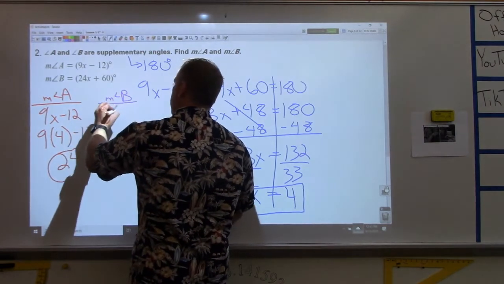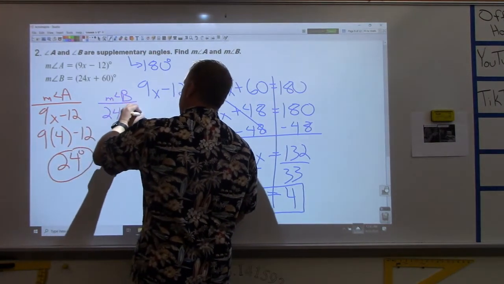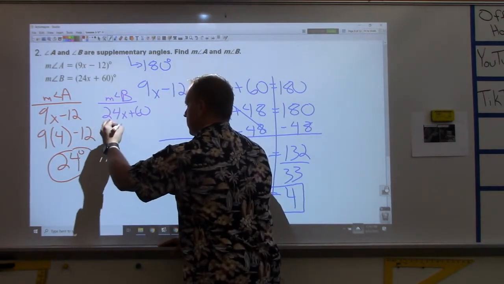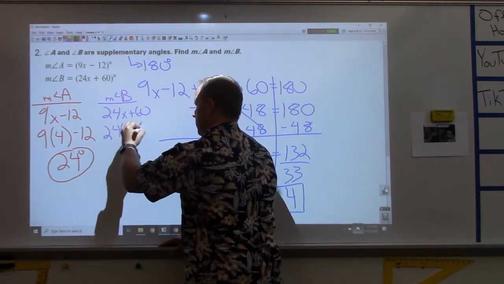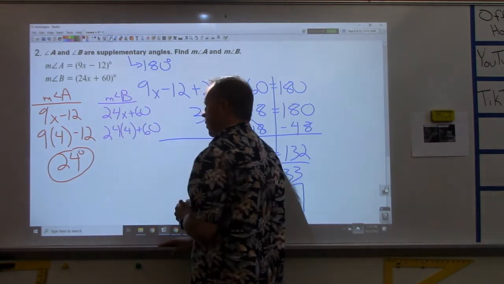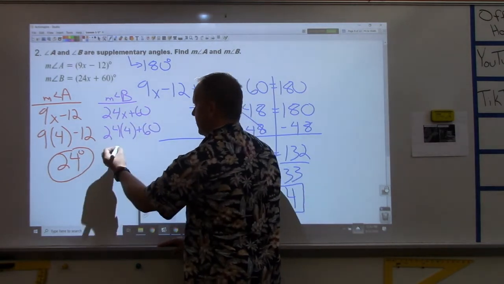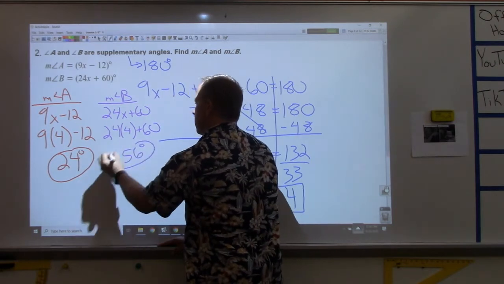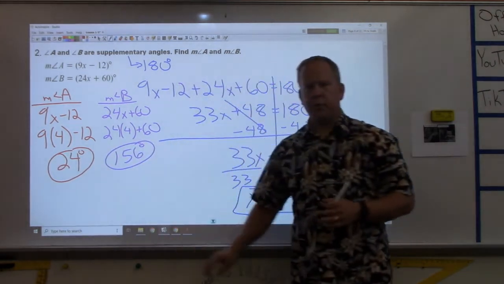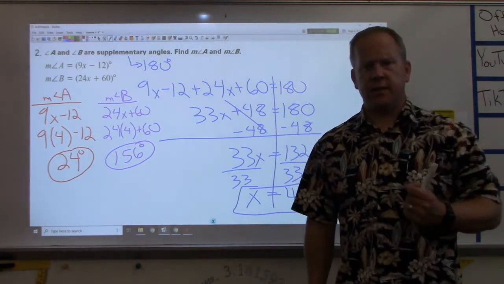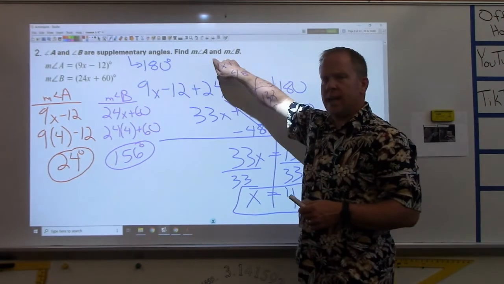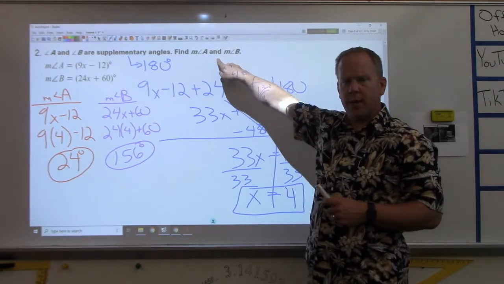Angle B was 24x plus 60. Substitute in the 4. 24 times 4 plus 60, and you get. So again, your two answers should be 24 degrees and 156 degrees. Please, folks, do not stop at x equals 4. That's not what they asked for. They wanted the measure of both angles.